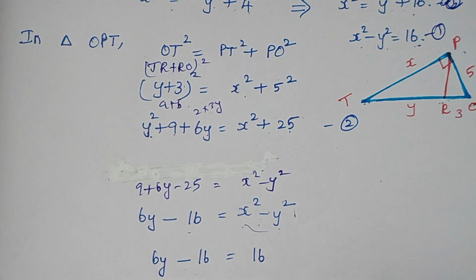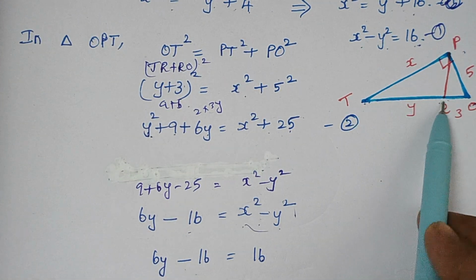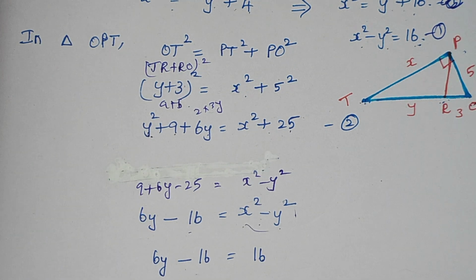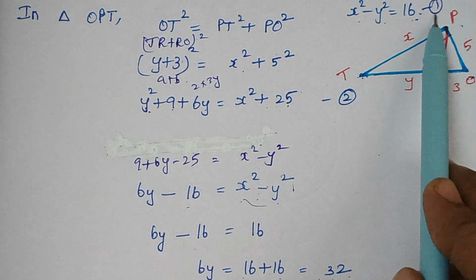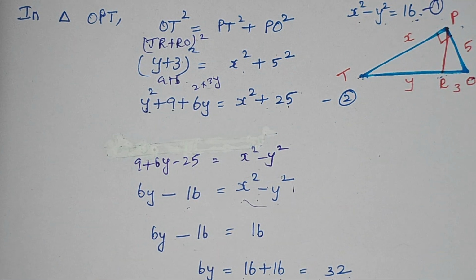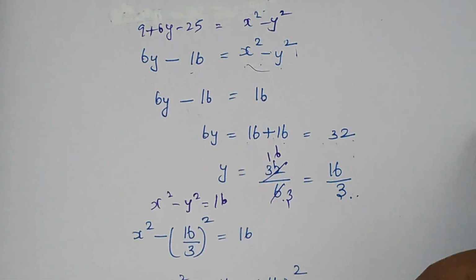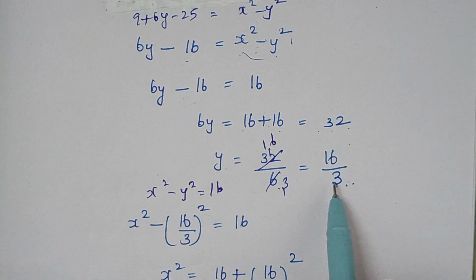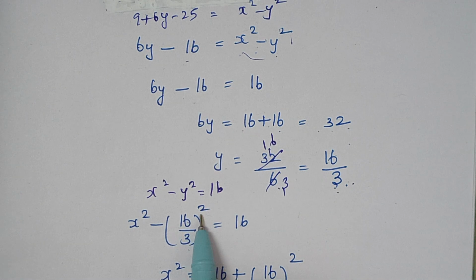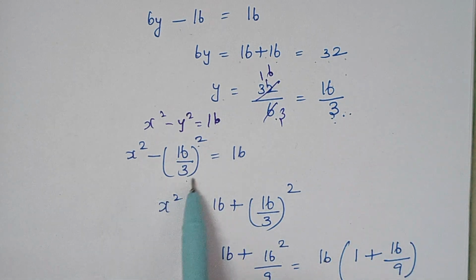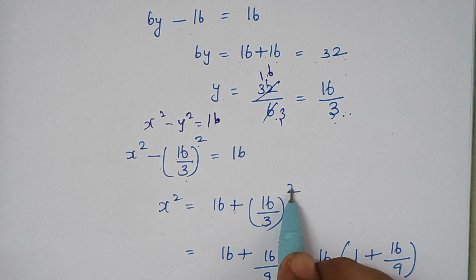But what is Y? Y is your length TR. But what do we actually need? We need this length TP. So again we are considering our equation 1 here, that is X square minus Y square is equal to 16. Y we had just now calculated, it is 16 by 3. Therefore, 16 by 3 whole square. We need only X square, so I am moving this part to the right-hand side: 16 plus 16 by 3 whole square.